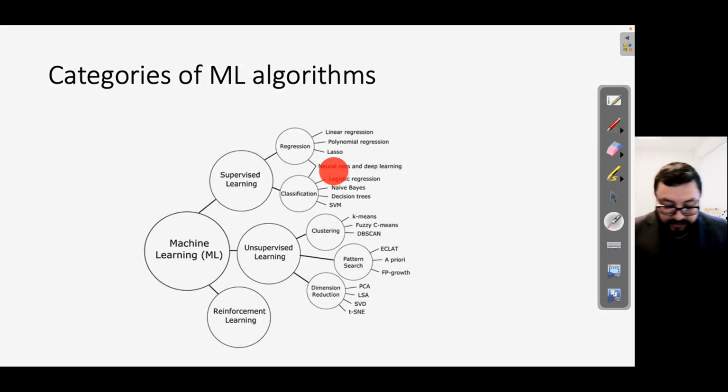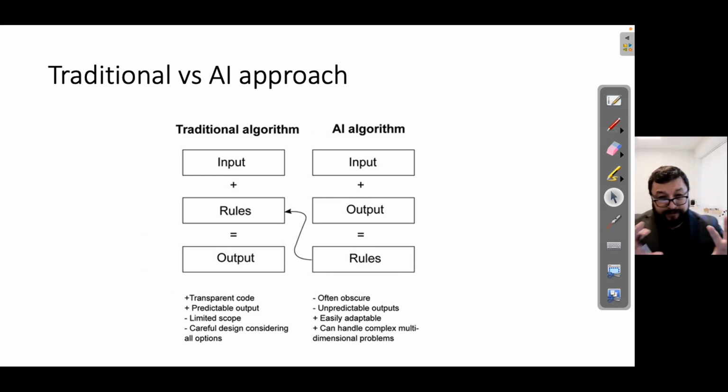This is a scheme that I propose for the classification of machine learning algorithms, but there are many more other proposals. And you have the ML algorithms starting with the simplest, linear regression, polynomial regression, all the way to unsupervised learning, reinforcement learning, and so on.